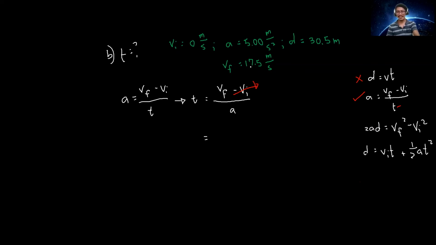So Vf, our final velocity, is 17.5 meters per second. So copy, 17.5 meters per second. Since our initial velocity is 0, we no longer need it. Divided by acceleration, which is 5.00 meters per second squared. And that will give us 3.5 seconds.